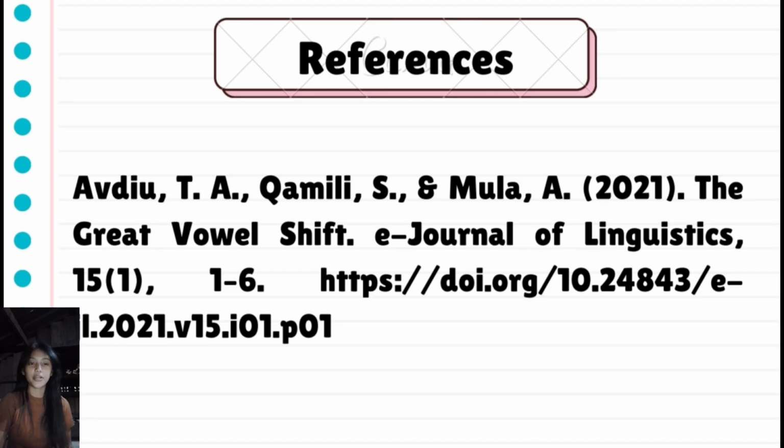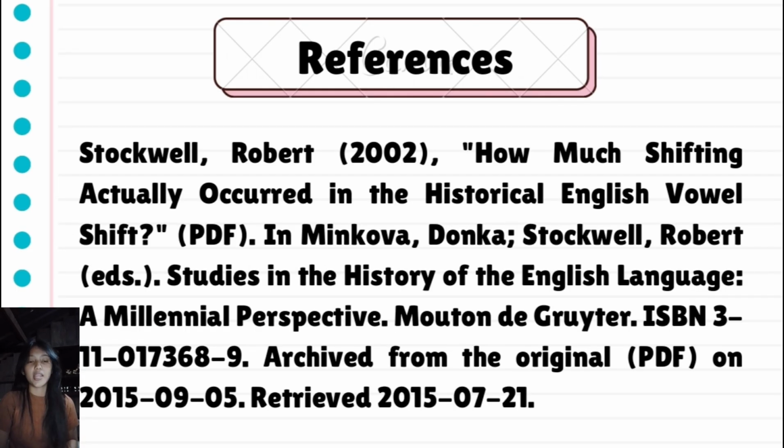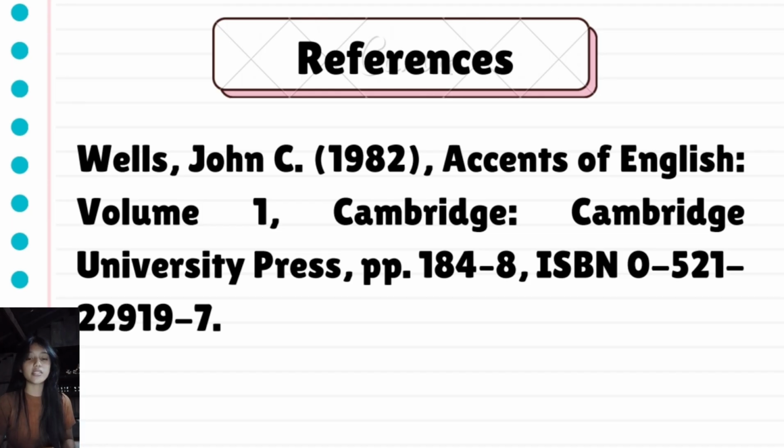So, in conclusion, the Great Vowel Shift explains why modern English pronunciation is different from its spelling. It was a gradual change influenced by social, historical, and linguistic factors. So understanding this topic helps us see how English developed over time.